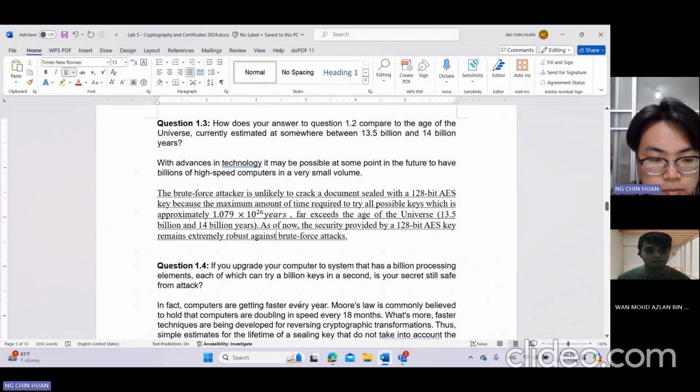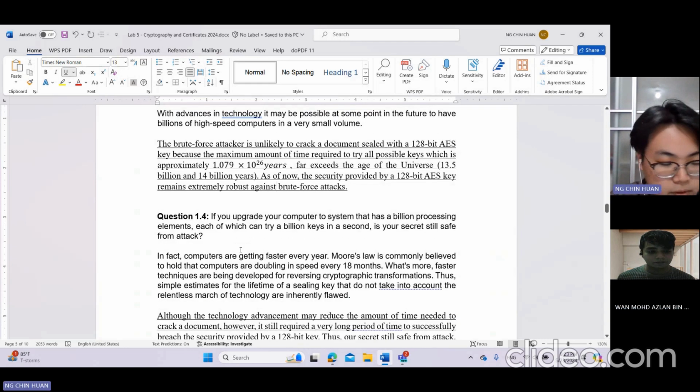For question 1.3, we compare the answer from 1.2 to the age of the universe. The brute force attacker is unlikely to crack a document sealed with a 128-bit AES key because the maximum amount of time required to try all possible keys, which is approximately 1.079 multiplied by 10 power of 26 years, far exceeds the age of the universe, which is around 13.5 to 14 billion years. As of now, the security provided by the 128-bit AES key remains extremely robust against brute force attack.